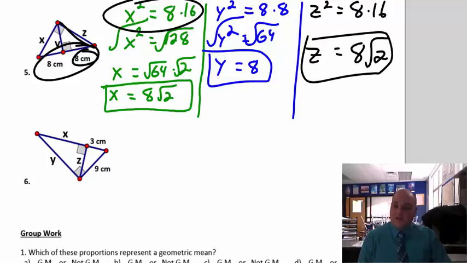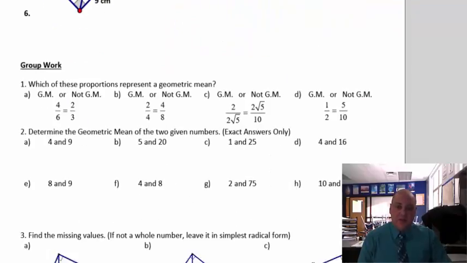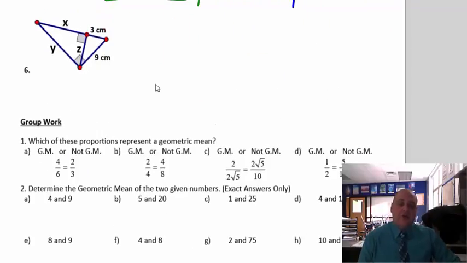Now, number 6 is a little tricky in that they're missing information. Sometimes if you're missing information, you can use other things that we know, like the Pythagorean Theorem. When you're dealing with right triangles, always use the Pythagorean Theorem if you know two sides of the right triangle.